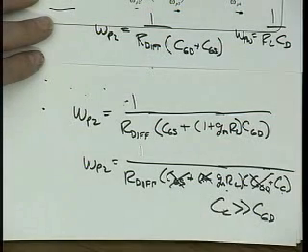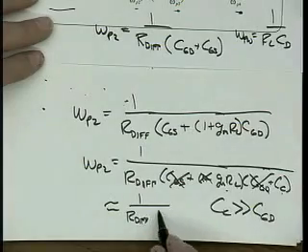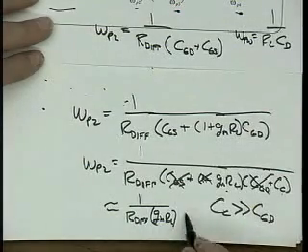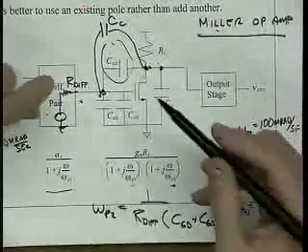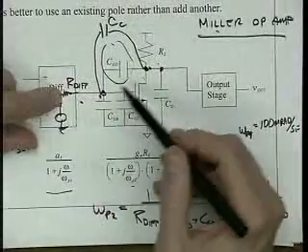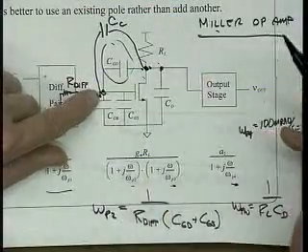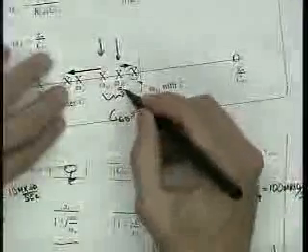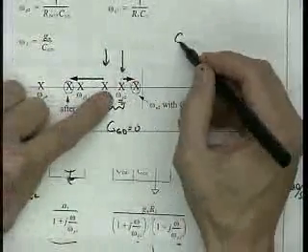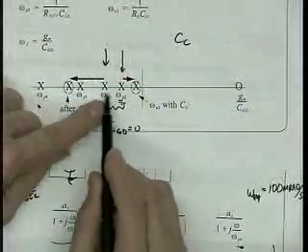This is all probably bigger than CGS. So you end up with that second pole being equal to 1 over R diff times GMRL times C sub C. Okay? So in other words, what's going to dominate is the output resistance of this first stage, the Miller multiplied compensation capacitor, and the gain of this stage here. So this becomes our second pole. That's this pole right here. What we're saying is as we make C sub C larger, that pole is going to lower frequency. Okay, it's going towards zero.